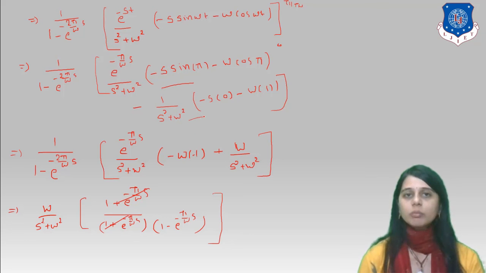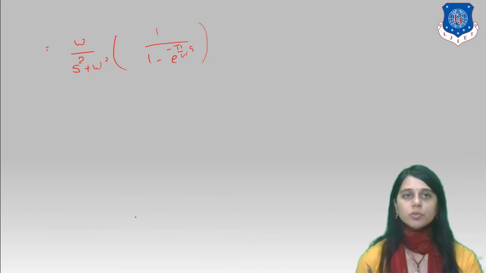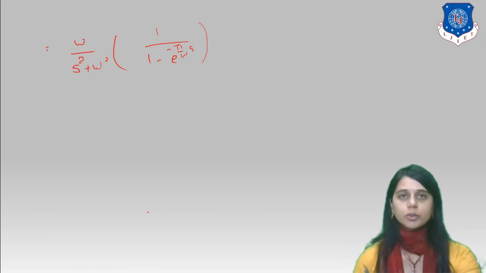Putting the upper limit and lower limit, we get e raised to minus pi by omega s upon s square plus omega square, times omega, minus minus 1, plus omega upon s square plus omega square. Taking omega upon s square plus omega square common, we get 1 plus e raised to minus pi by omega s, and 1 minus e raised to minus 2 pi by omega s. We take the factor in s square minus a square form, so it is s minus a, s plus a. So we take 1 plus e raised to minus pi by omega s and 1 minus e raised to minus pi by omega s. These two terms are eliminated. We get omega upon s square plus omega square, times 1 upon 1 minus e raised to minus pi by omega s, as the answer of this example. Thank you.